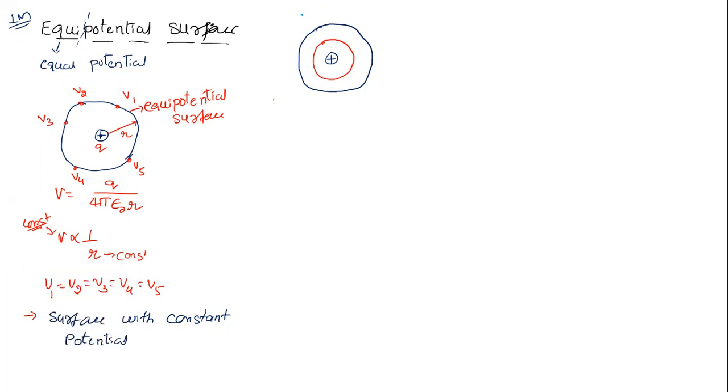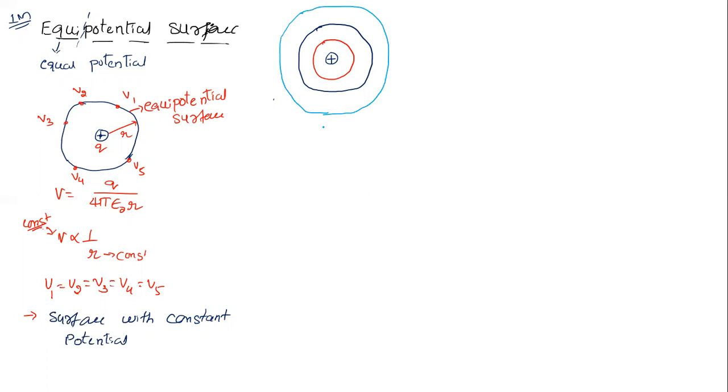How many circles can you draw, sir? It depends upon your pencil sharpness and your patience. You can draw n number of circles like this, all of them equipotential surfaces for the positive charge. For a negative charge also it is the same thing. There is no change; for a negative charge also the potential diagram is the same.